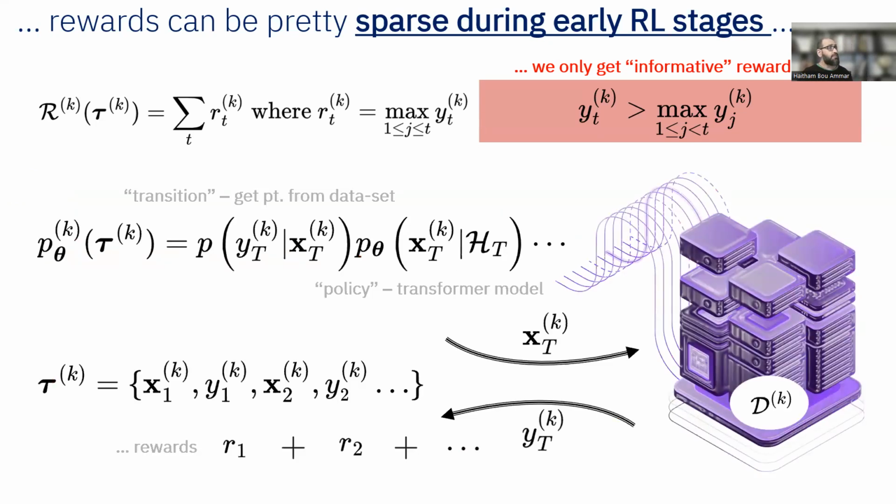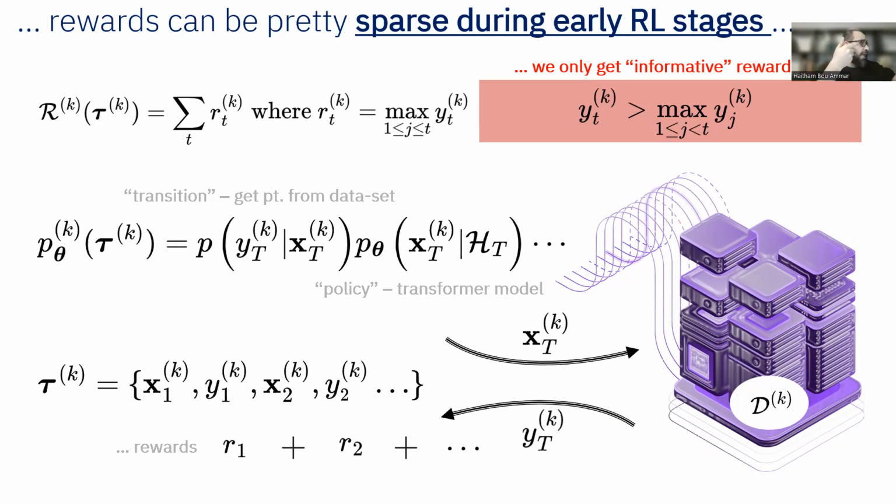To better understand this, let us look into the MDP that we have designed in a bit more detail. Specifically, let's look at the distribution of the trajectory p theta of tau k. Remember, our tau k, this trajectory, is nothing but xy pairs at different time steps for a task k. So it's x1, y1, k, x2, y2, k, x3, y3, k, and so on.